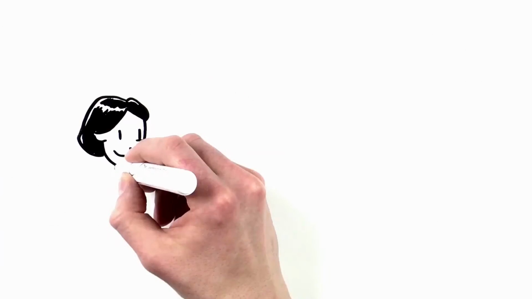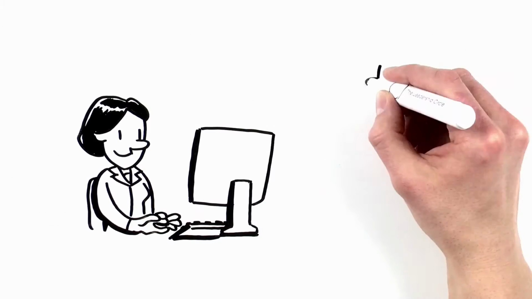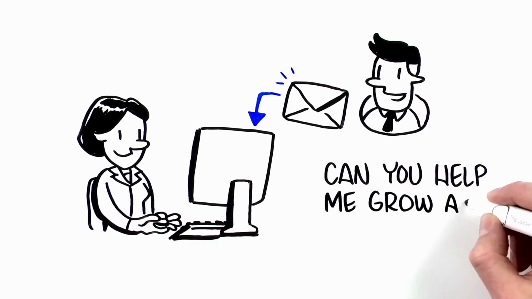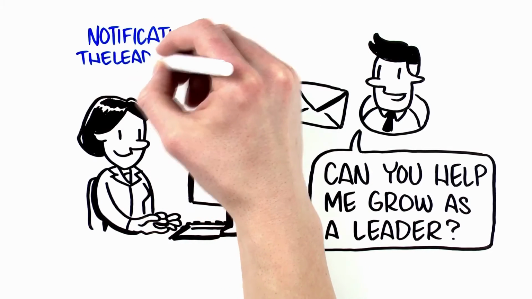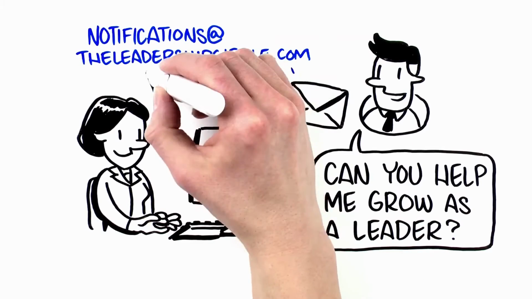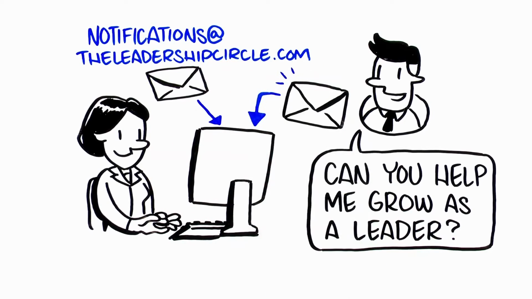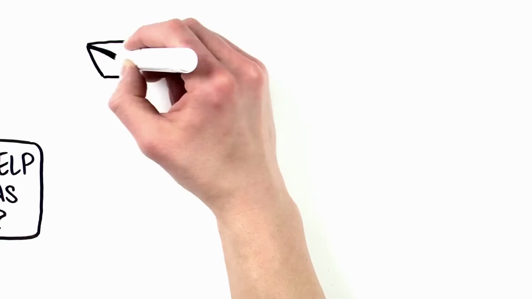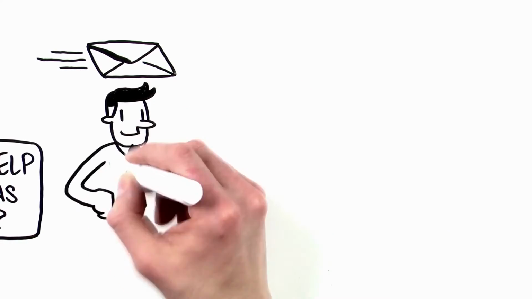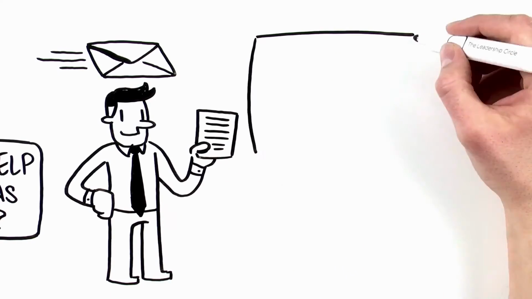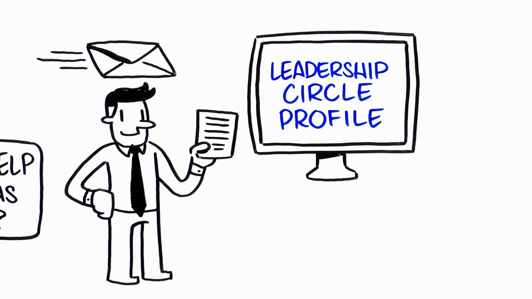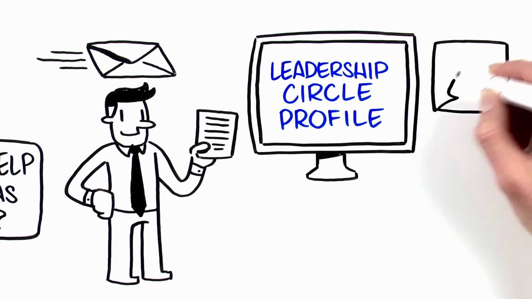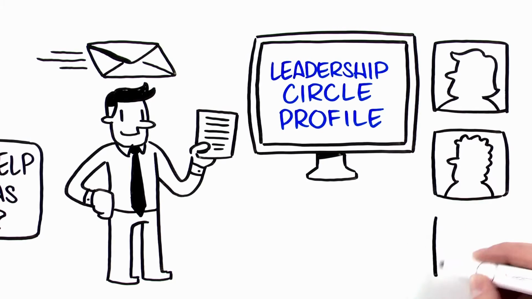It's a good idea to send your evaluators a personal note in advance, asking them to help with your growth as a leader. Let them know they'll be receiving an email from notifications@theleadershipcircle.com that will include instructions on how to participate. Once your list is complete and you've given your evaluators a heads up, use your personal assessment link to log in to your Leadership Circle profile portal, where you will add and invite your evaluators. Follow the prompts to add evaluator names and email addresses.